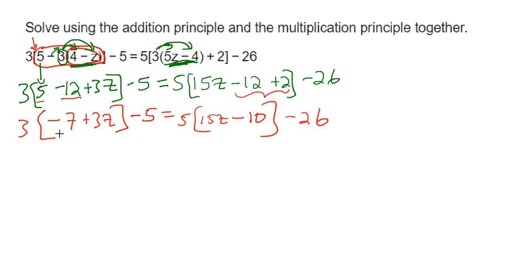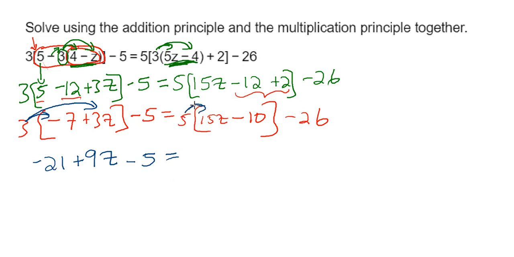Now we're ready to get rid of the second set of parentheses, these brackets here, by, again, distributing. So we'll distribute the 3 into these brackets here. We'll get 3 times negative 7, which is negative 21. 3 times 3z is 9z. And I don't need to write the brackets anymore because since I distributed, I don't need the parentheses or the brackets anymore. And I'll copy down the minus 5. So again, don't forget about that term. It's still sitting there. We haven't done anything with it yet.